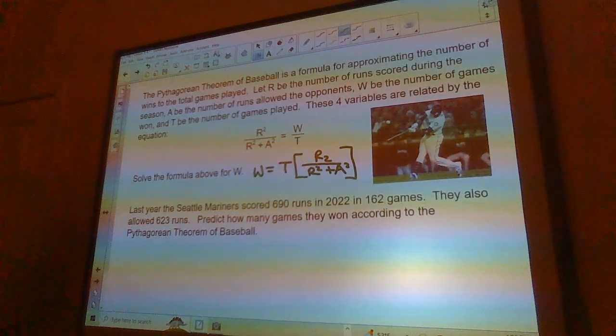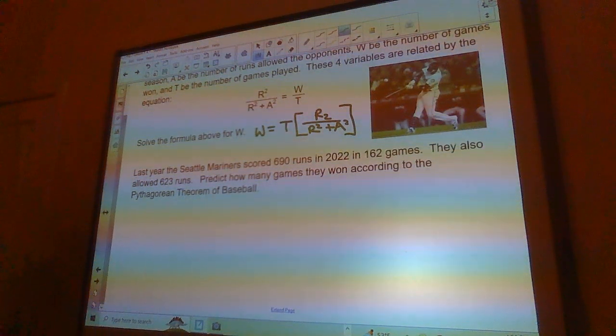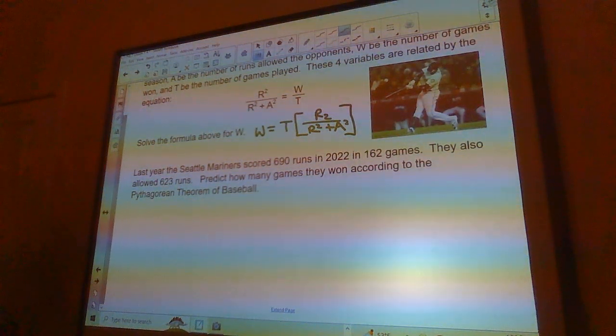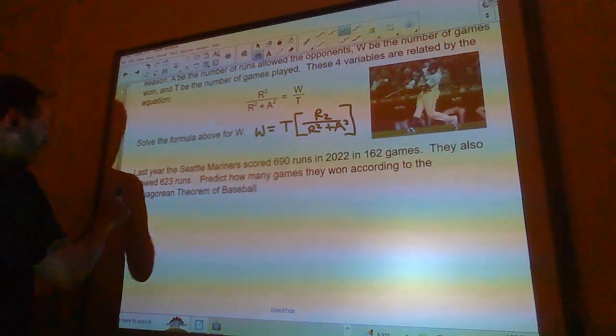Okay. So there's that. Now, it says last year, 2022, the Seattle Mariners scored 690 runs in 162 games. They also allowed 623 runs. Predict how many games they won according to the Pythagorean theorem of baseball.